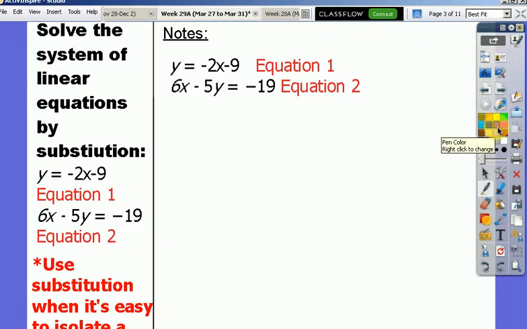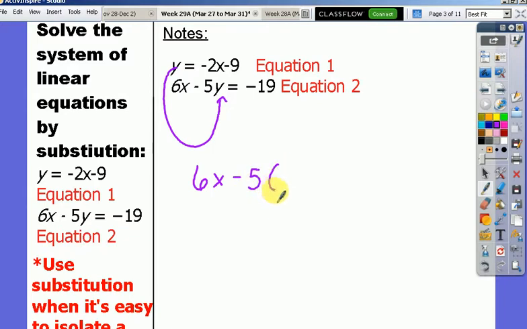Substitute my y. Okay, guys? Substitute my y from one into my y of the other one. Does that make sense? So I'm going to take this, and I'm going to rewrite it. It's now 6x minus 5, and I'm substituting in what for that y?